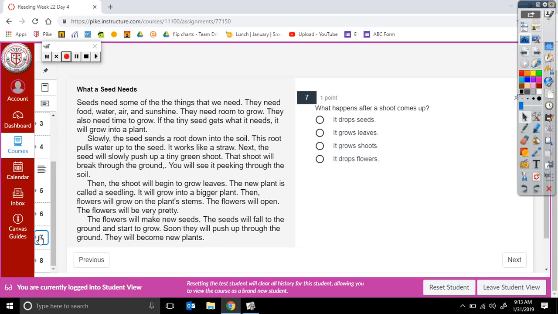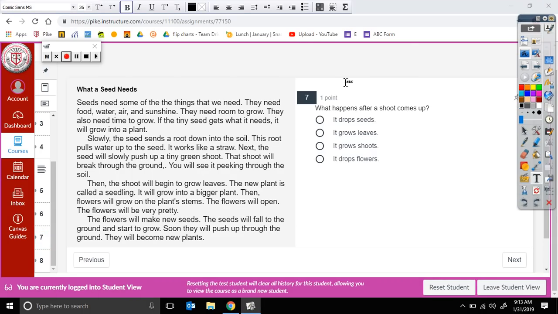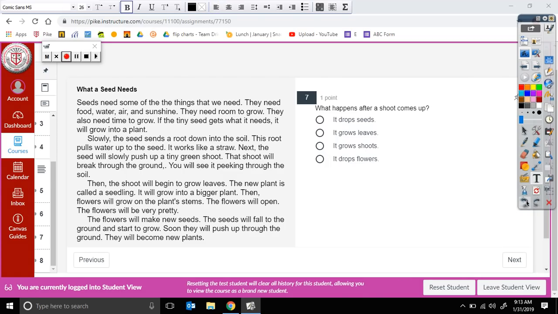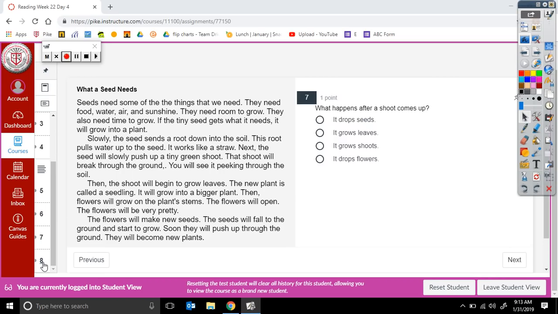7. What happens after a shoot comes up? When I see that word after, I think cause and effect. So what happens after? All right, and last question. Which sentence is an opinion?